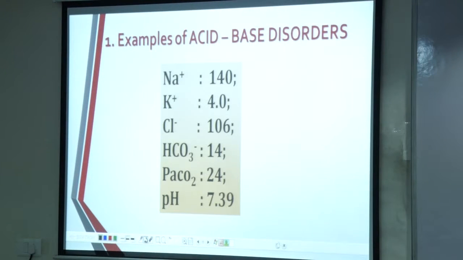Calculate the anion gap. How much? 20. So anion gap is increased. Agree? Look at it. Anion gap 20, increased anion gap. And how much is the bicarb? 14, metabolic acidosis with increased anion gap. And how much is the CO2? 24, it is respiratory alkalosis. Agree? Now calculate by Winter's formula.